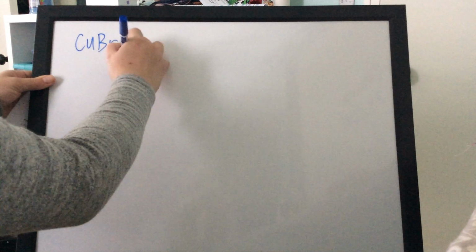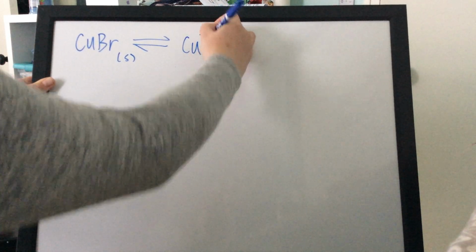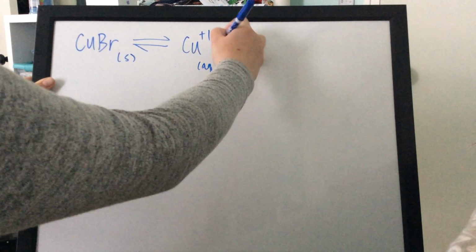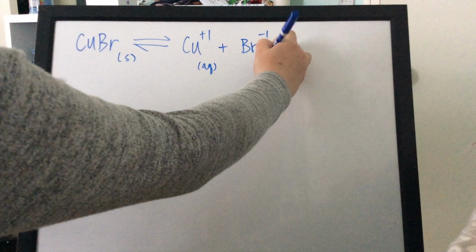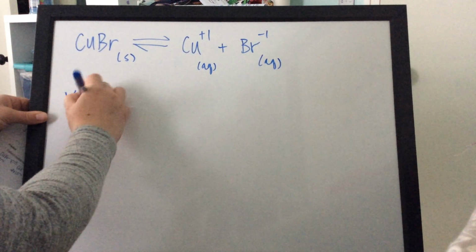Okay, so let's look at a problem. It says copper(I) bromide has a measured solubility of 2.0 times 10 to the negative 4th moles per liter at 25 degrees Celsius. Calculate its Ksp. All right, so copper(I) bromide looks like this. We know it has some solubility, and it's going to ionize into its ions, copper +1 in this case, and bromine -1. So we'll go ahead and write a Ksp expression.